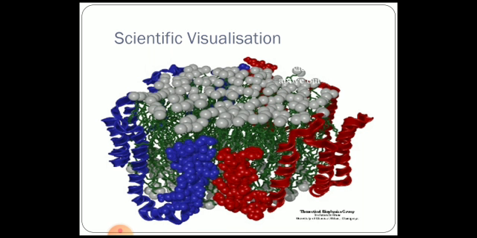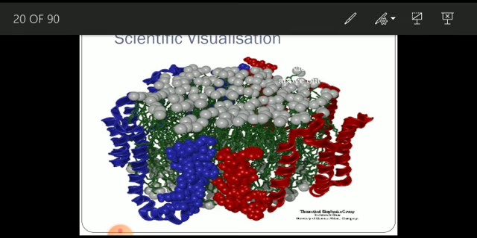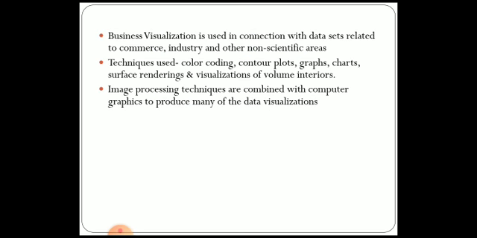So this is an example of the information that is represented over here. Business visualization is used in connection with datasets related to commerce, industry, and other non-scientific areas. Techniques used: color coding, contour plots, graphs, charts, surface renderings, and visualizations of volume interiors. Image processing techniques are combined with computer graphics to produce many of the data visualizations.